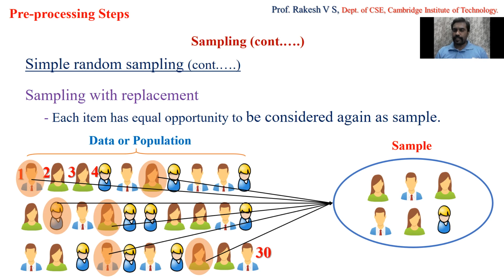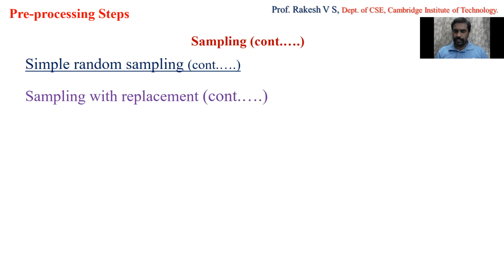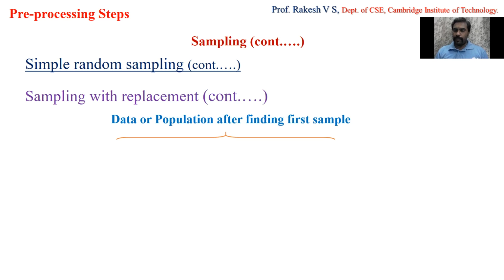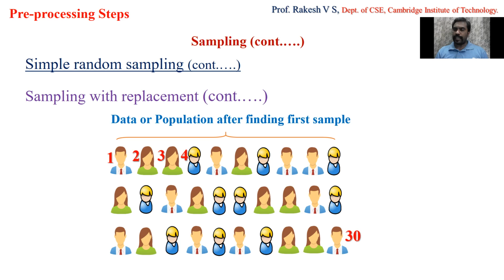Now, since this is sampling with replacement, if I want to find a new sample, then my data set will look just like the original data set, because the variation of the sampling technique that we have considered is sampling with replacement, which means data objects that are selected as samples are replaced back to the original data set so that equal opportunity is given to all the data objects to get selected.